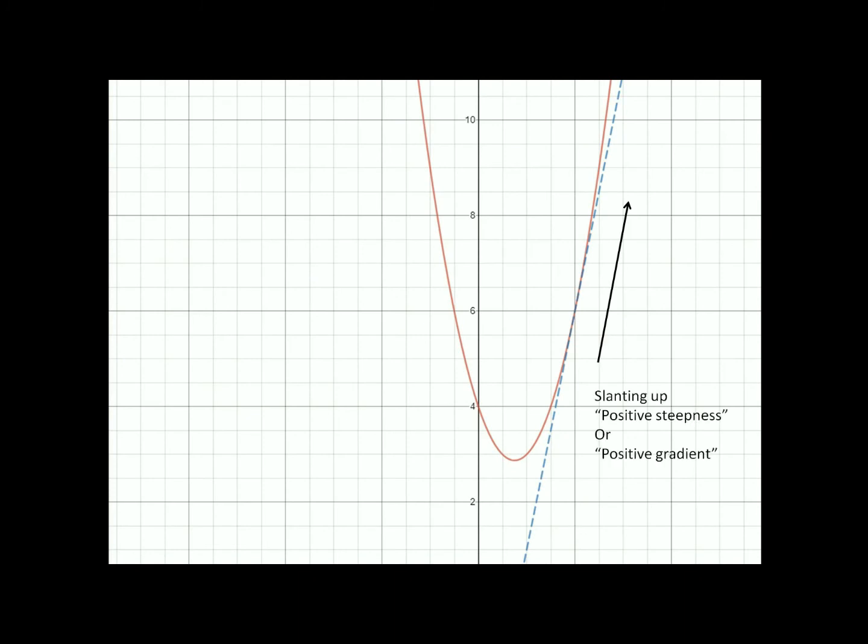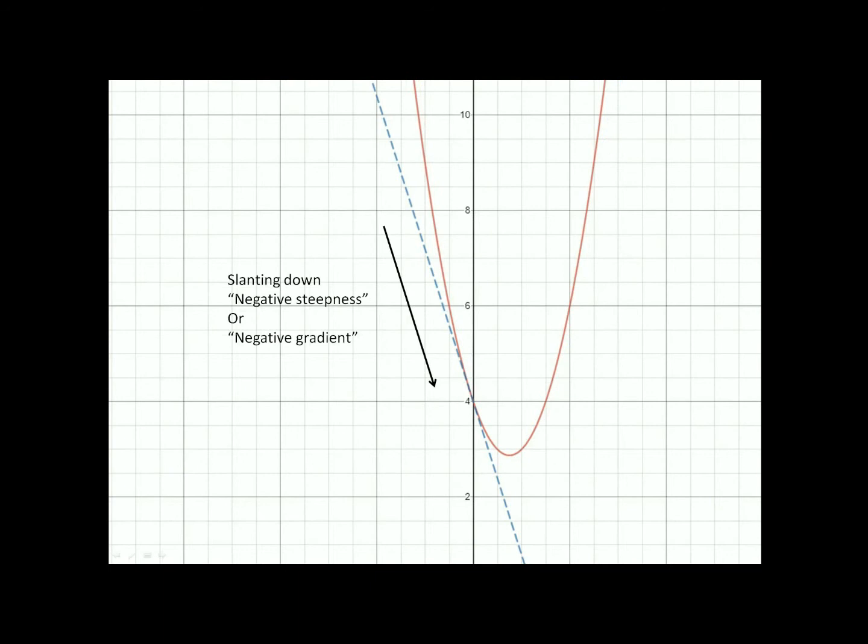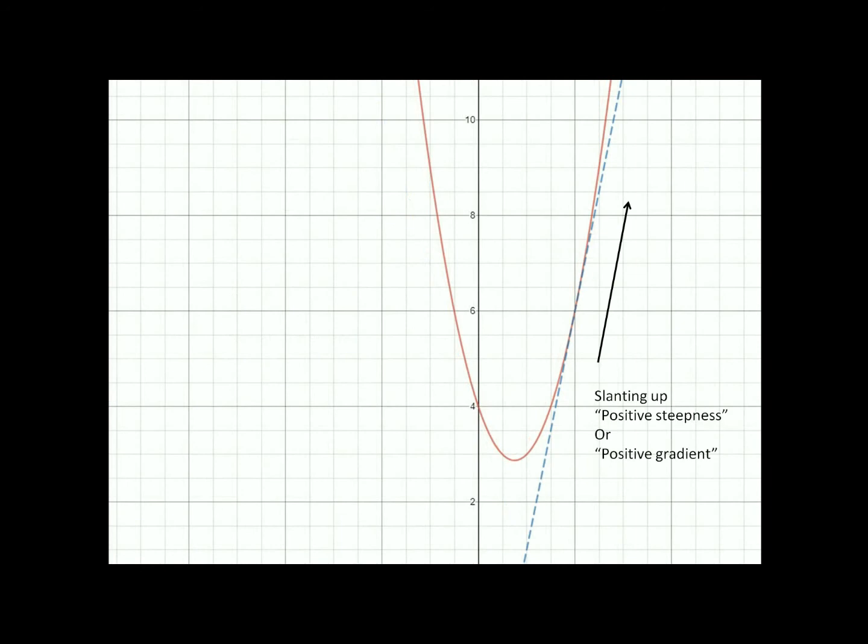So what does that mean? If you started off with a negative gradient, started over here, pointing down, a negative number for the steepness, and then we went to a positive number for the steepness, what do you think happened? How did that happen? The only way that could have happened was that the gradient was constantly increasing, right?